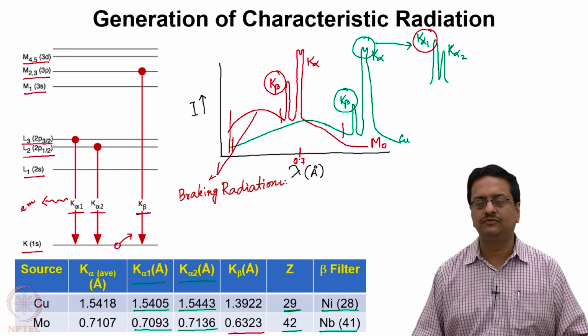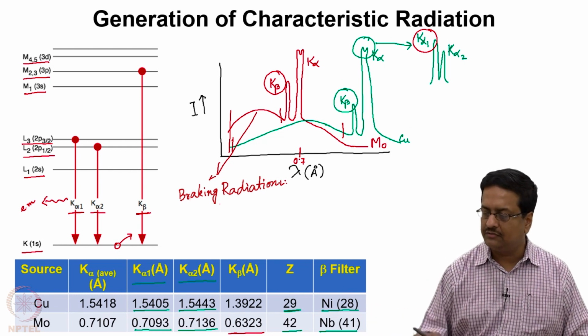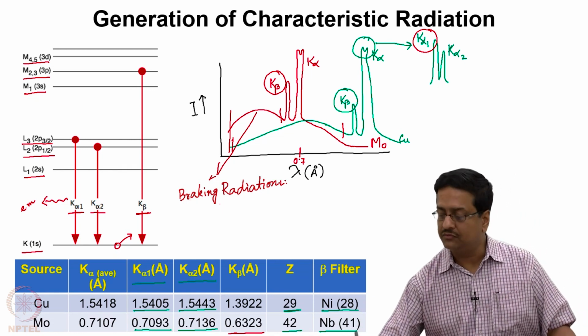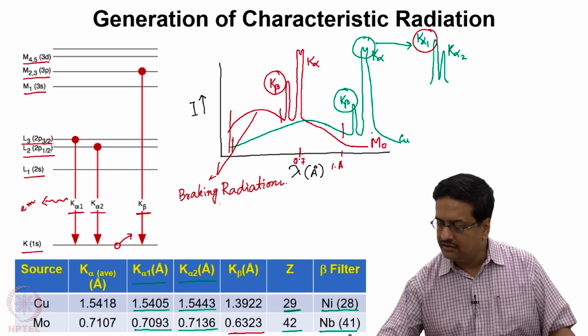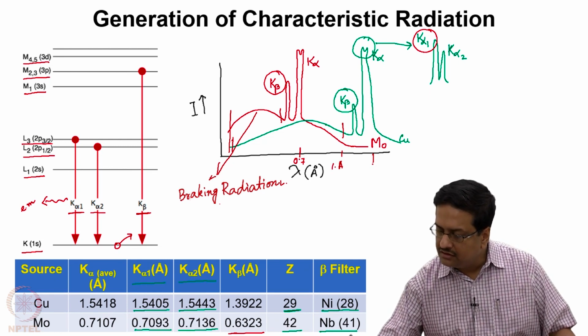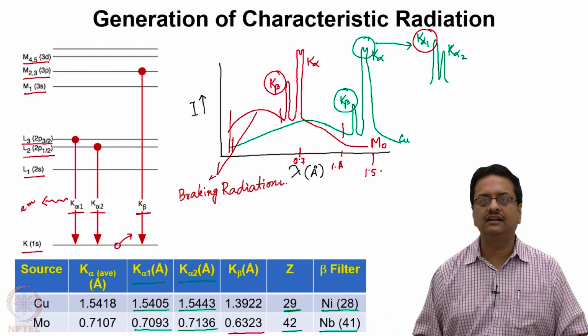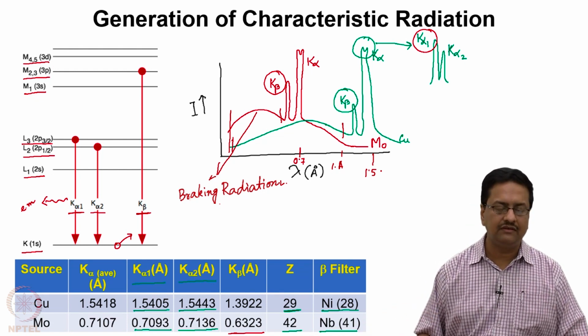to about 0.6, 0.62 angstrom in case of molybdenum, and for copper it goes even beyond that, up to about 1 angstrom, and for copper the peak appears at about 1.5 angstrom. So this is how the X-rays are generated and characteristic radiations are obtained from a given X-ray tube.